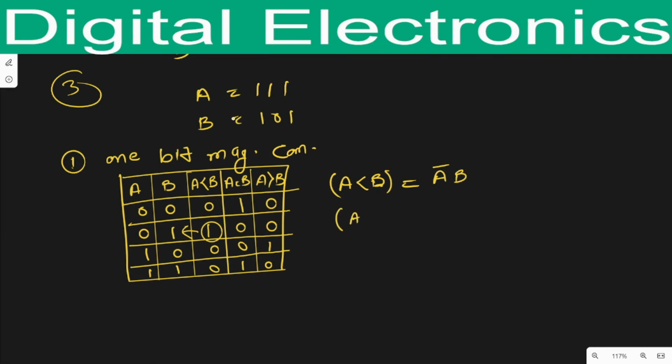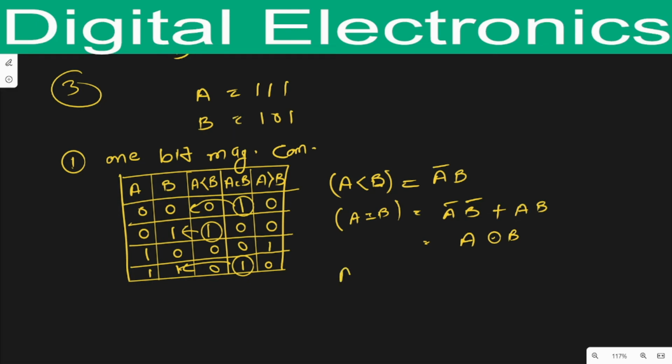In the second case, A equals B. For calculating the equation of A equals B, I will check the second column. In this second column, there is a 1, so I will take the first combination, that is A bar B bar. And one more 1 is there, so I will take the second input combination, that is AB. So what I can write here is A XNOR B. This is the output of A XNOR B.